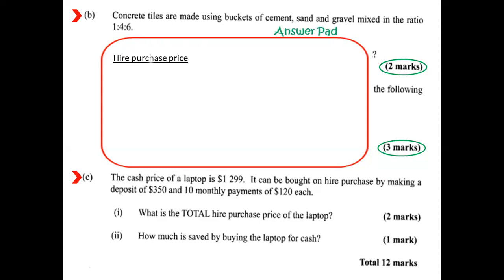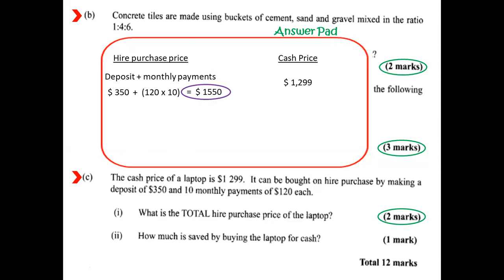Hire purchase has two parts, really, right? The deposit and monthly payments. So the person would deposit what? $350, right? And then for 10 months, they would pay $120. So you'd multiply 120 by 10, and your answer is 1,550. You'd add the monthly payments total to the 350, right? 2 marks.